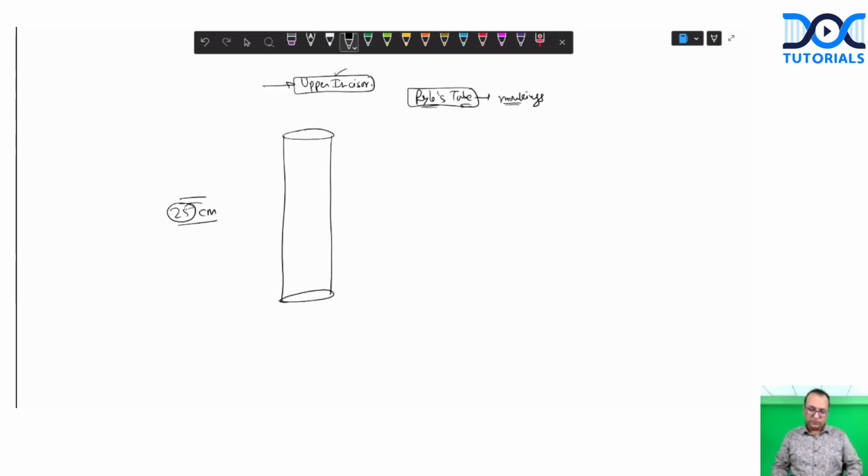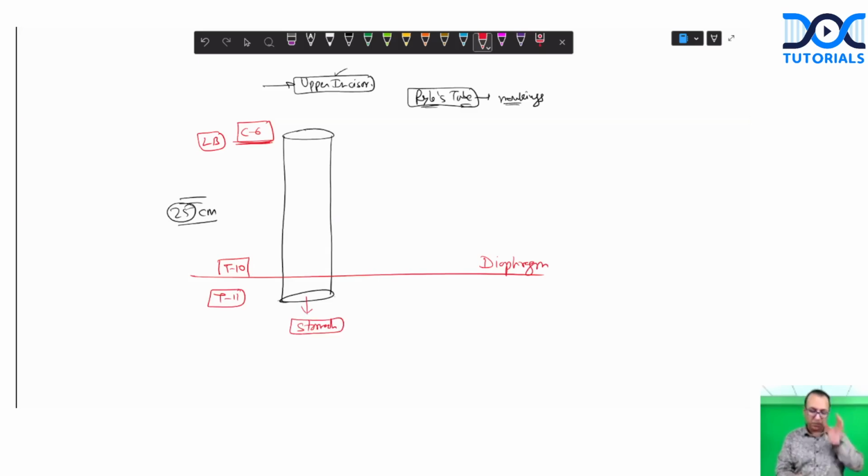So as we are talking about the vertebra, what is this here? This is C6 vertebra lower border. So the esophagus will begin at the C6 vertebra lower border. And then at the T10 vertebra, it will pass through the diaphragm. At T11, it will become continuous with the stomach. So these are some of the levels which we should know.